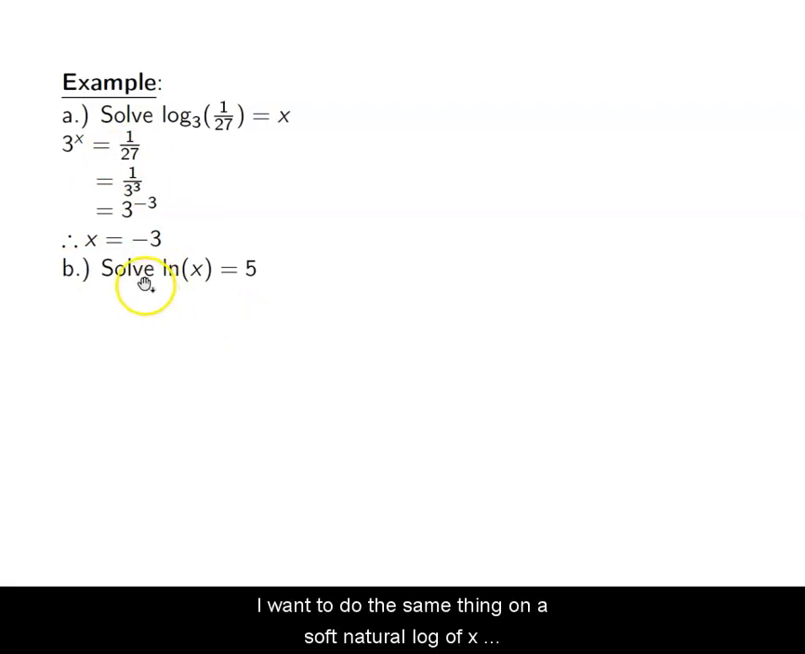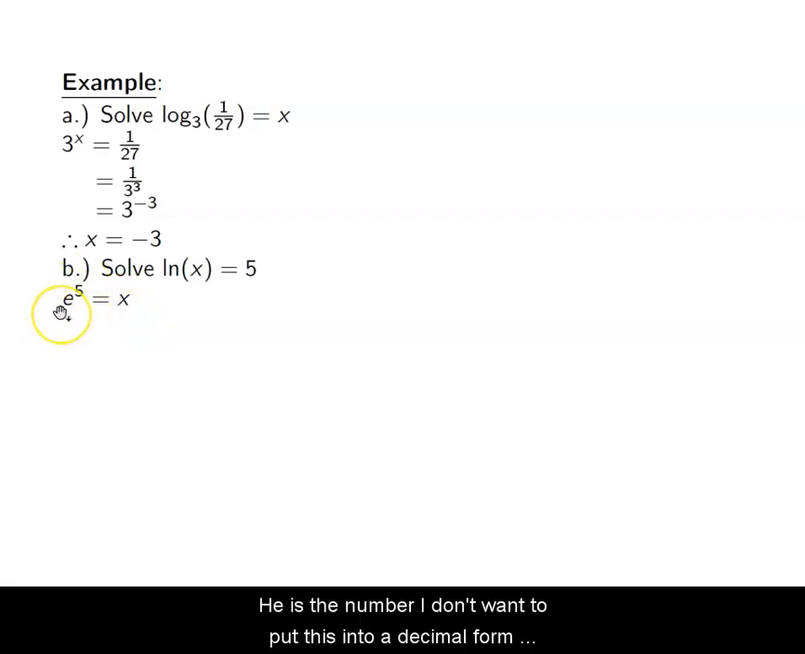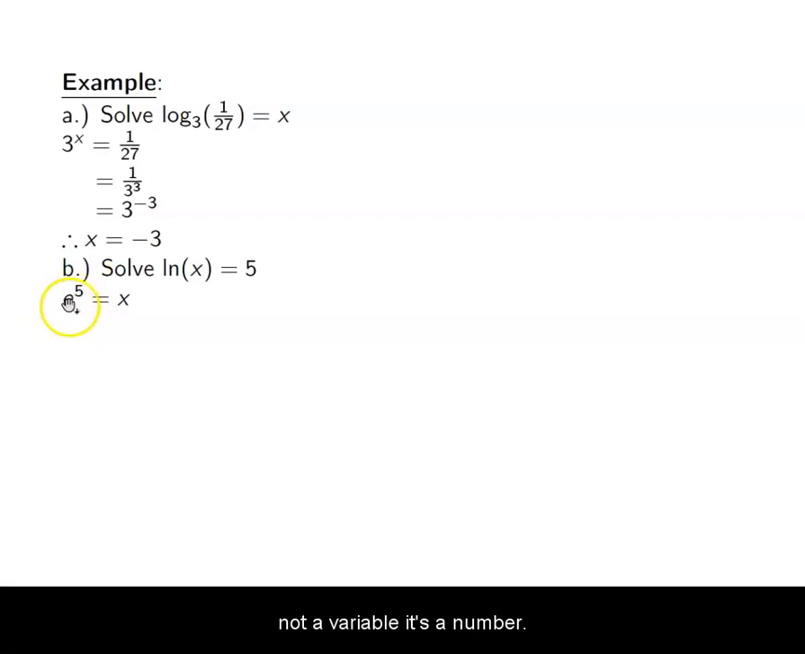Now if I want to do the same thing, I want to solve natural log of x equals 5. I'm going to put this into exponential form. I have to remember that my base is e. So I'll go e to the 5th equals x. And that's my answer. Remember, e is a number. I don't want to put this into its decimal form because that would be like saying, what's pi squared? Well, pi squared is pi squared. I don't actually multiply it out and then write the decimal form. This is an exact value. e is not a variable, it's a number. The answer here is e to the 5.